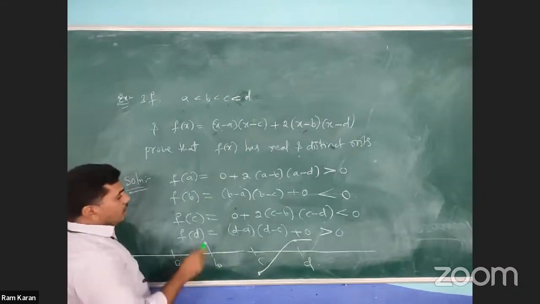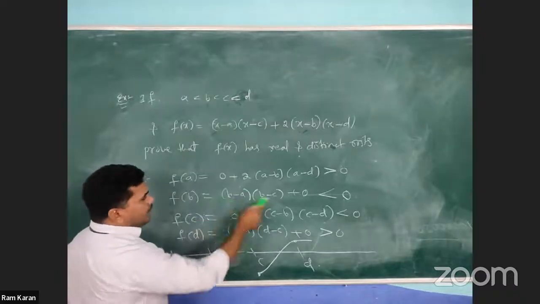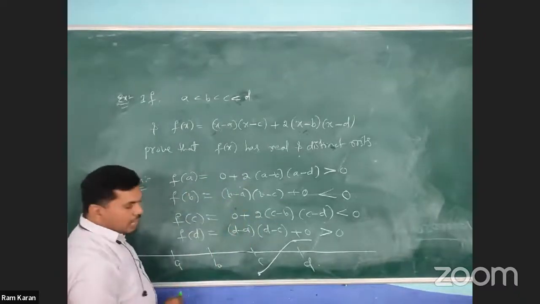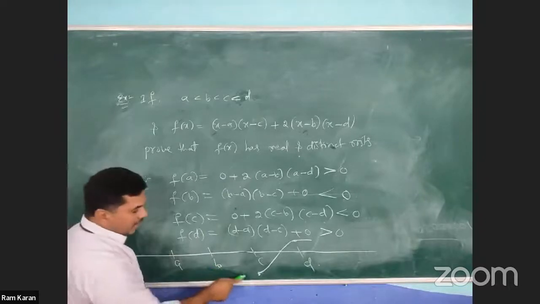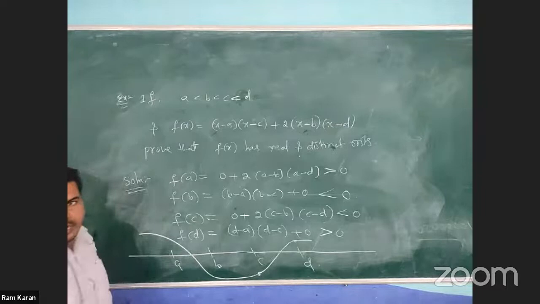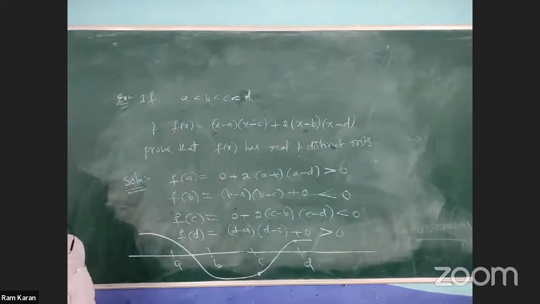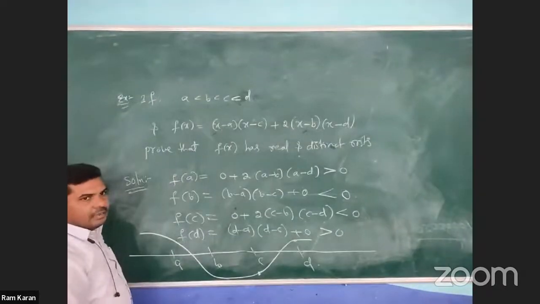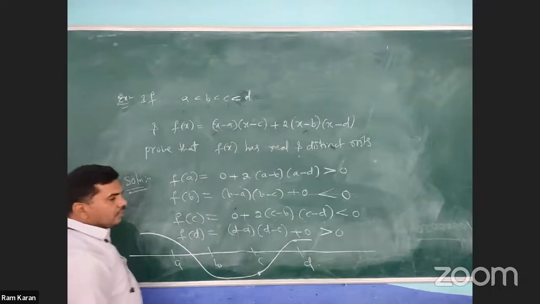Next, f of B is negative, but f of A is positive. F of A and f of B are on opposite sides. The curve must cross between A and B. Now see, the curve cuts the x-axis.